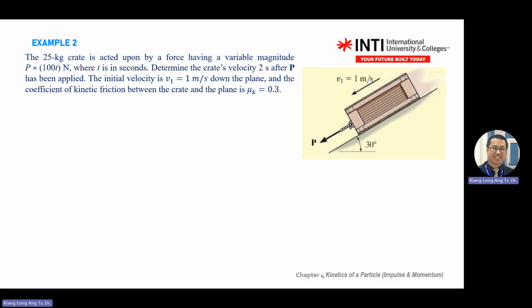Determine the crate velocity 2 seconds after P is applied. The initial velocity is 1 down the plane, and the coefficient of kinetic friction is given, mu k = 0.3. Important here is to determine where your positive direction is. I highly recommend, starting from chapter 4, you follow the motion. If the motion goes down, you give positive going down.